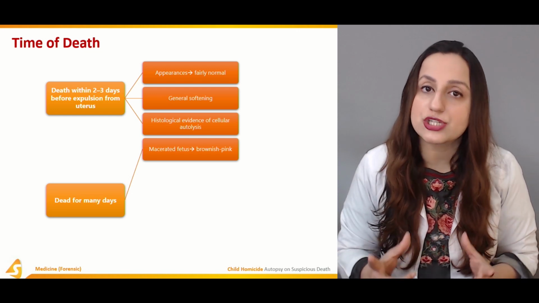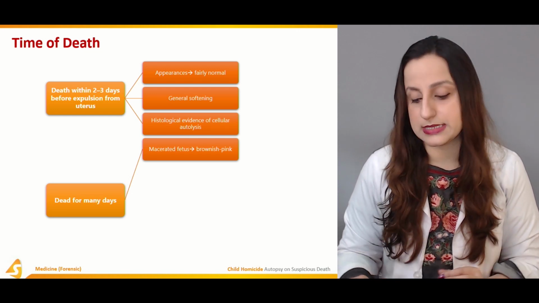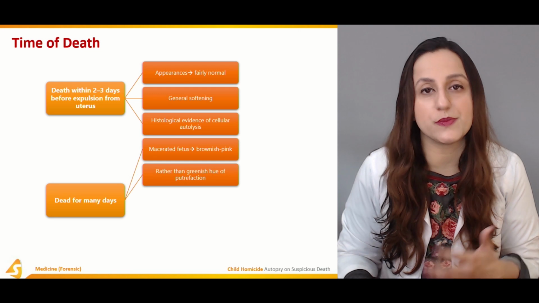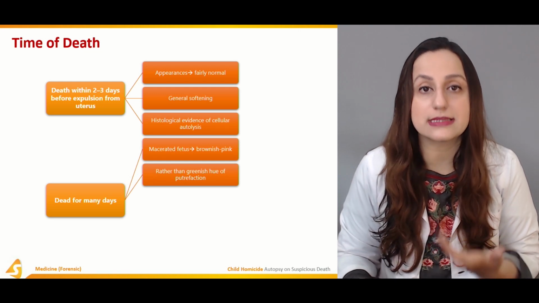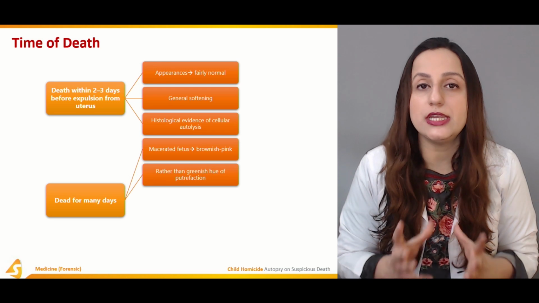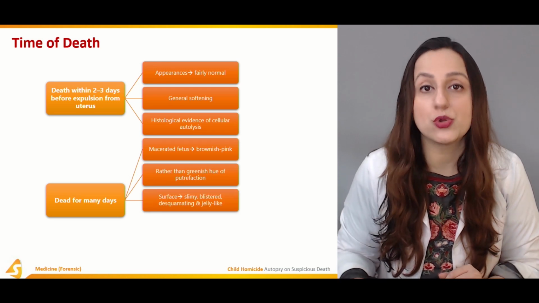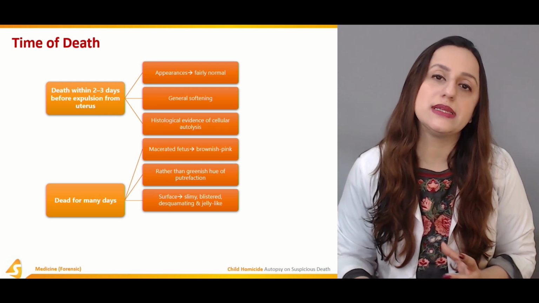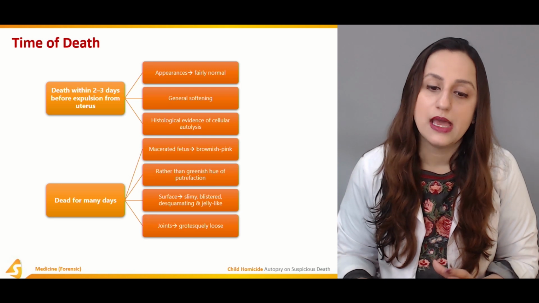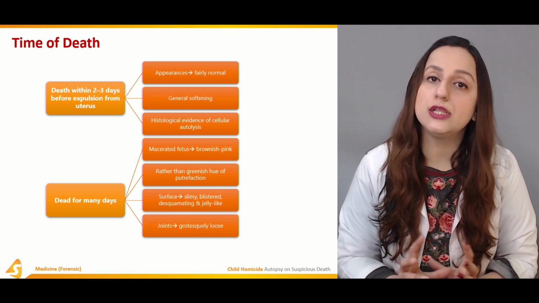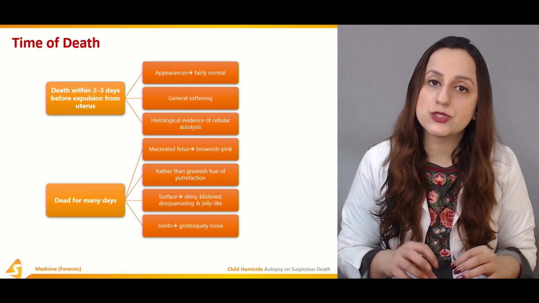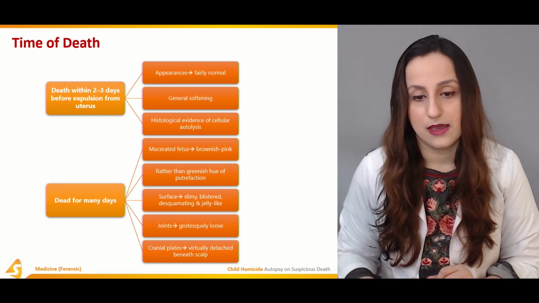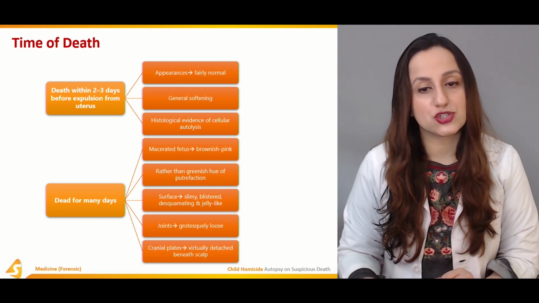There is a brownish or pinkish coloration that is given to the skin. And then we can have the rather greenish hue of putrefaction that is observed on the skin. So basically the gases are being formed, and that is going to give a greenish hue to the skin, as well as the bloatment factor is going to be there. The surface is slimy, blistered and desquamating and jelly-like in such infants. The joints are grossly loose. So it's basically the joints will be quite loose in such a case when the infant has been dead for many days. The cranial plates are virtually detached beneath the scalp.